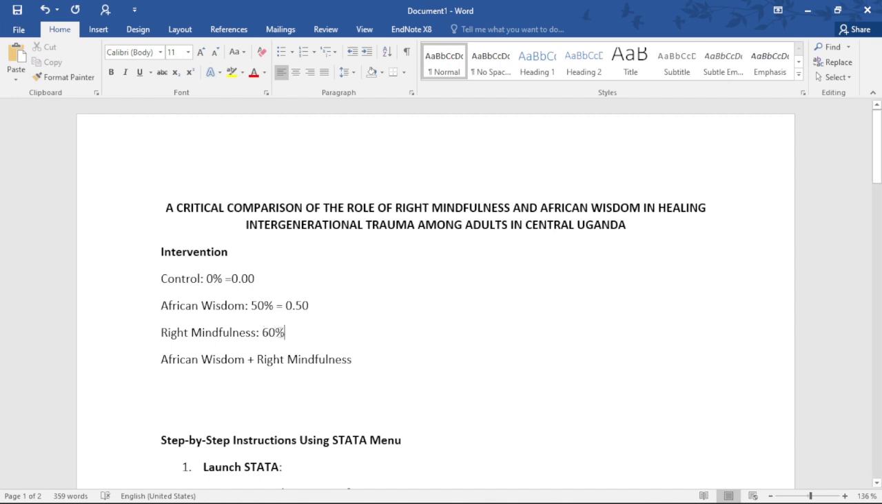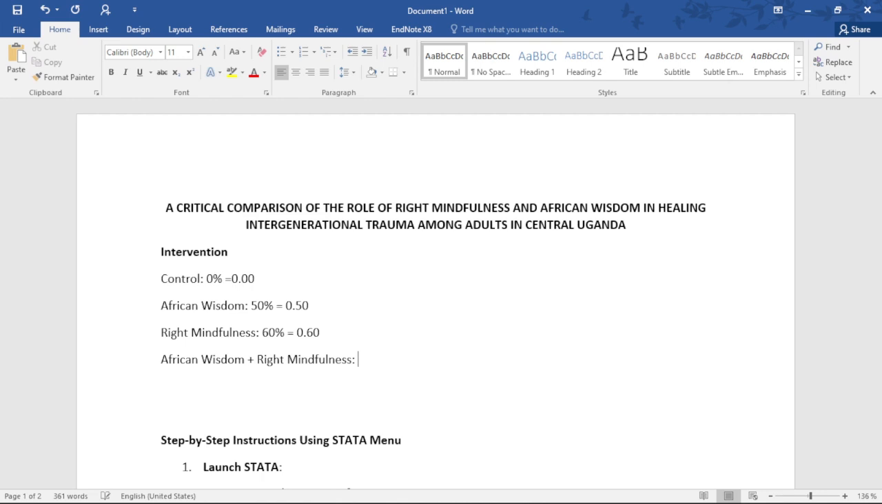So 60%. That is the assumption. Our assumption is that 60% of the participants who have been given right mindfulness treatment are going to achieve healing from intergenerational trauma, compared to the 50% that the African wisdom people would get. 60% is fair. Of course, this could also be 70 or maybe 80, but 60% is really fair enough. This would be 0.60 in terms of decimal.